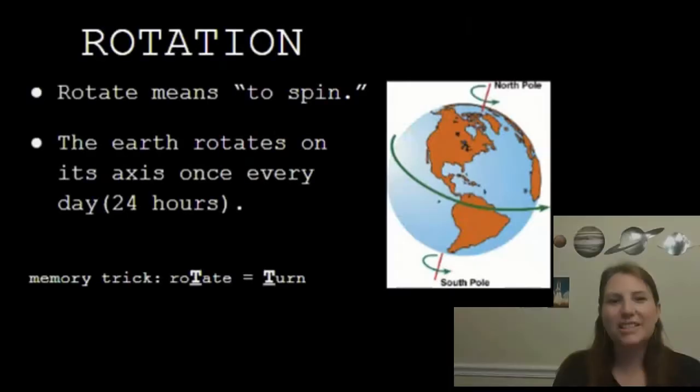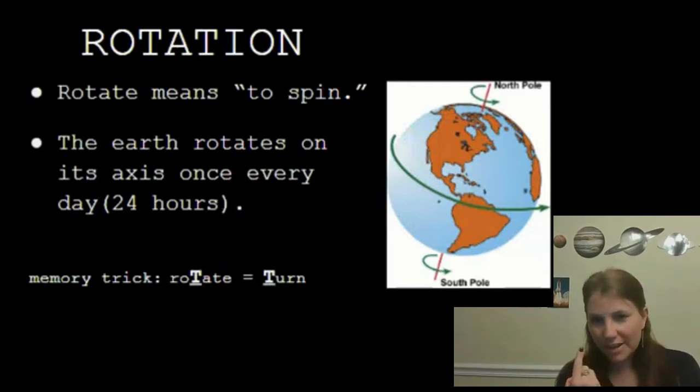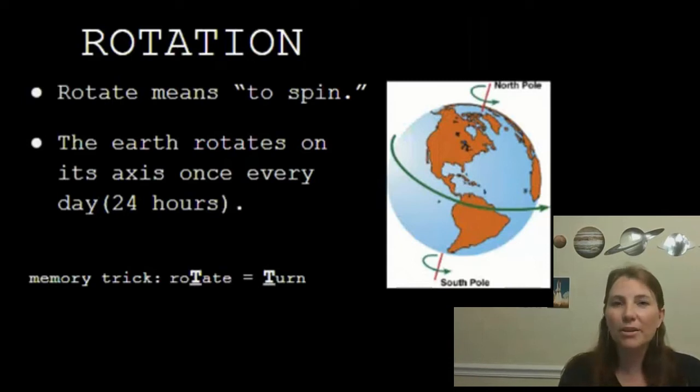Our first big word today is rotate or rotation. Rotate is the action. The word rotate means to spin. The Earth spins around in a circle one time every 24 hours. How long is 24 hours? Right, it's one day. So if the Earth is in a certain spot right now, it will turn around and be back in that exact same spot again tomorrow at this exact same time.